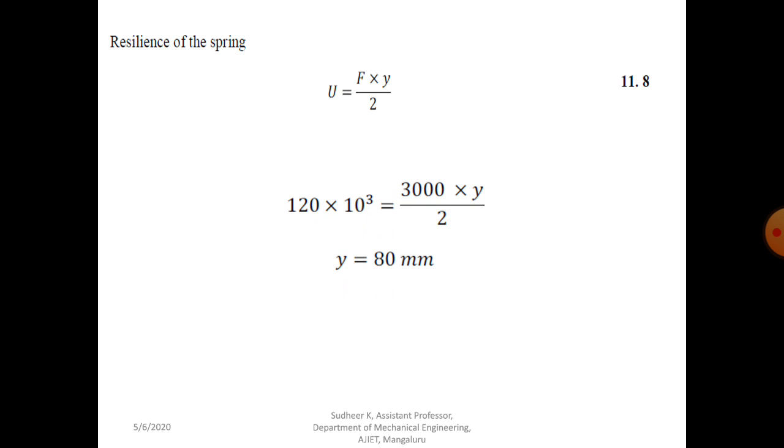So u equal to 120 into 10 to the power 3 is equal to the value of F, that is 3000 into y divided by 2. So y equal to 80 millimeter. So this is one of the important terms in the design of helical spring.